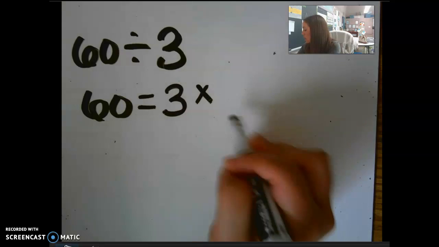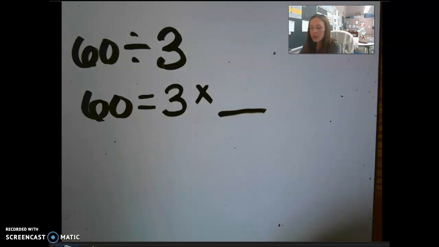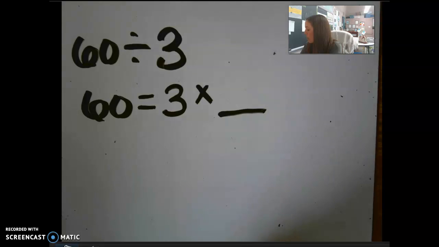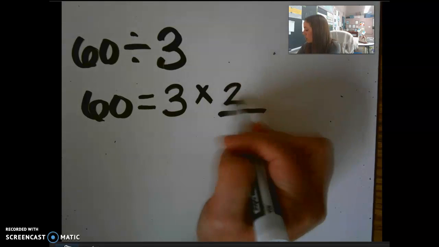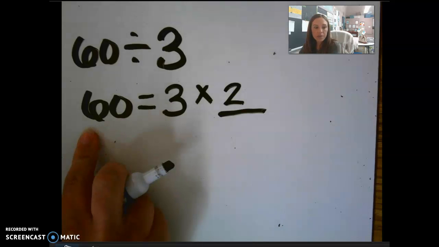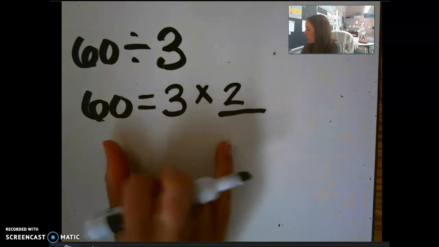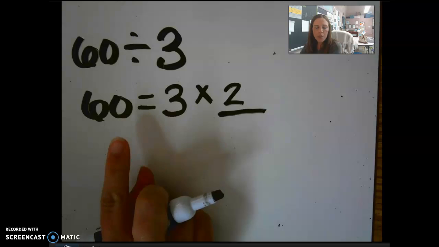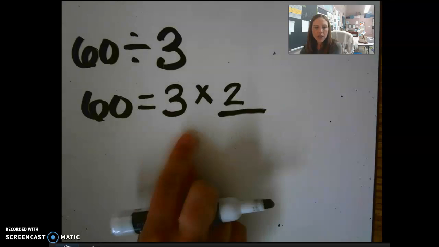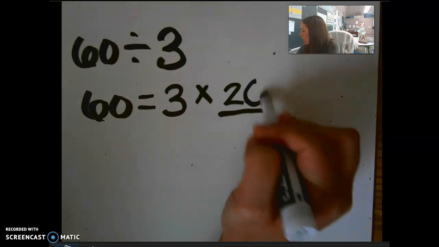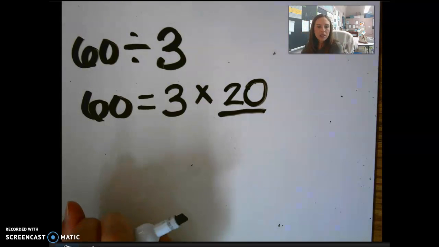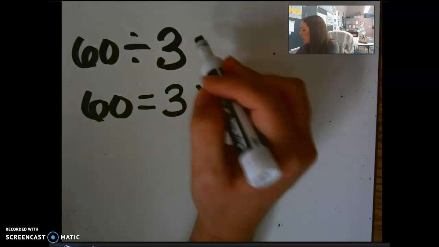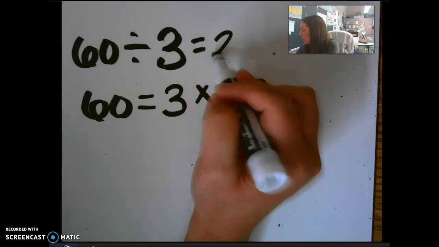3 times what? Okay, so what times 3 would equal 60? Well, I know that 2 times 3 equals 6. But right now, our total isn't 6, it's 60. So I have to equal out the zeros. My zeros must be the same on either side of the equal sign. So I'm going to add it to the 2. 20 times 3 is 60. So I know that 60 divided by 3 is 20.